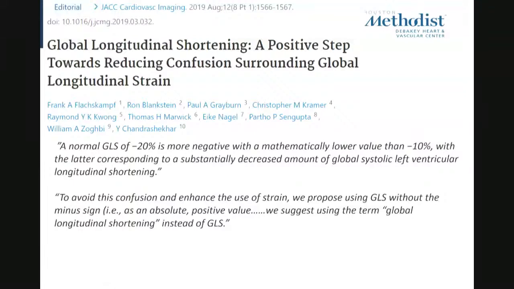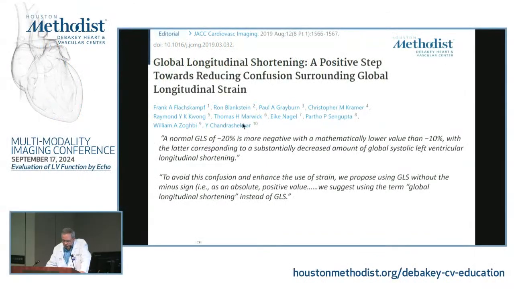Well, this is a sort of an editorial that was put together in 2019 by a group of experts that included our own, Dr. Zogby there, and talking about something that we all have been saying for a long time, but we needed a small group of experts to put it out there in print, is that a minus 20% is mathematically lower than a minus 10. But we all know that 10% is actually lousy compared to 20%. It's depressed. So to eliminate this confusion, they all recommend that we get rid of the sign. And just basically I talk about 20% and 10%.